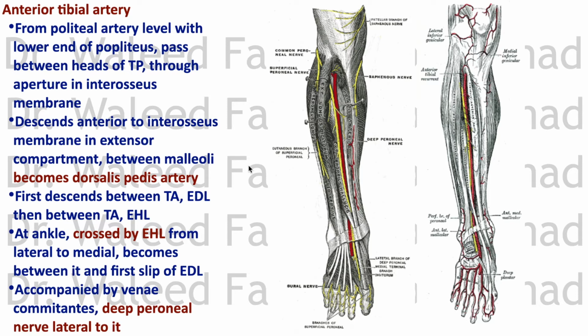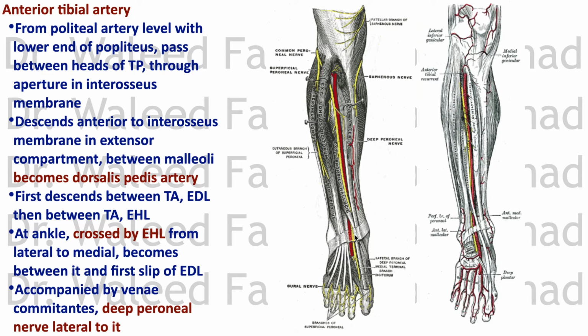It descends anterior to the interosseous membrane and passes between the malleoli, and once it has passed between the malleoli, it changes the name to dorsalis pedis artery. First, high up, it was between the tibialis anterior and the extensor digitorum longus. Then, as you know, the extensor hallucis longus originated between the two muscles. So now it became between the extensor hallucis longus lower down and the tibialis anterior.